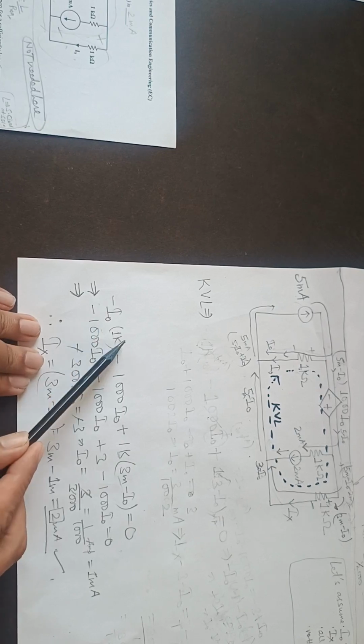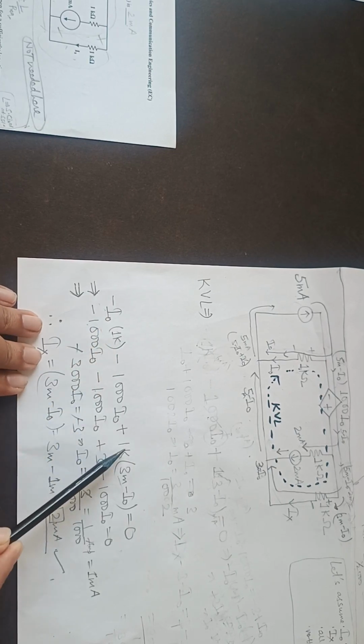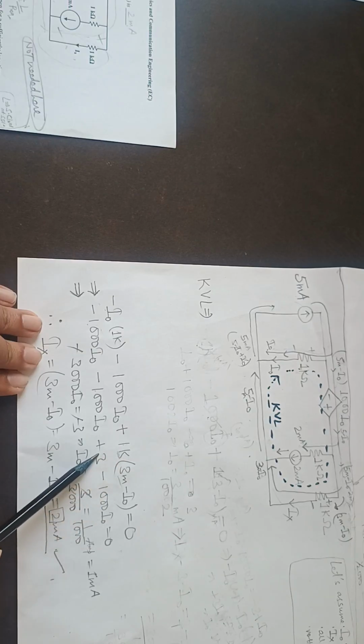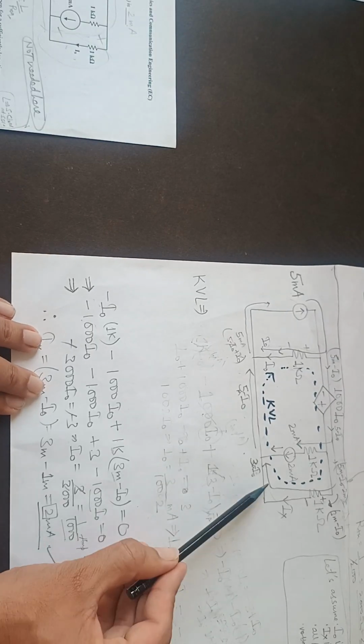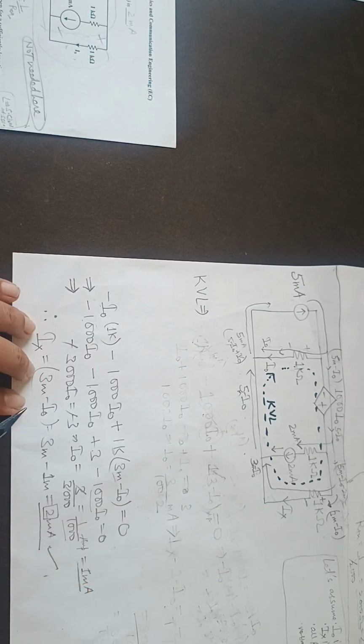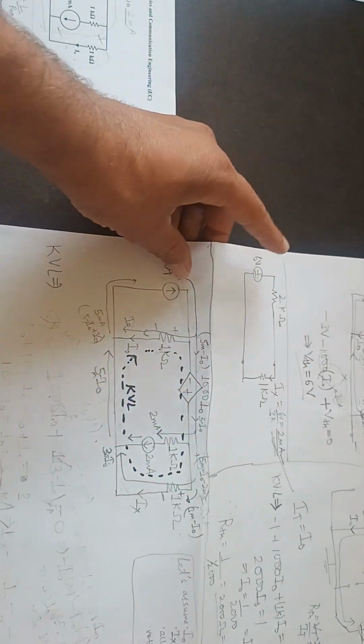So this will be like 1000 into minus I node minus 1000 I node minus 1000 I node, and then this kilo and milli will cancel, so plus 3, and then this is like minus 1000 I node. So minus 3000 I node is equal to minus 3, so I node is equal to 1 upon 1000 ampere, which is 1 milliampere. Okay, so we need to find this Ix, which is 3 milli minus I node. So 3 milli minus 1 milli is 2 milliampere. So again we are getting the same answer as 2 milliampere. So two ways of doing it.